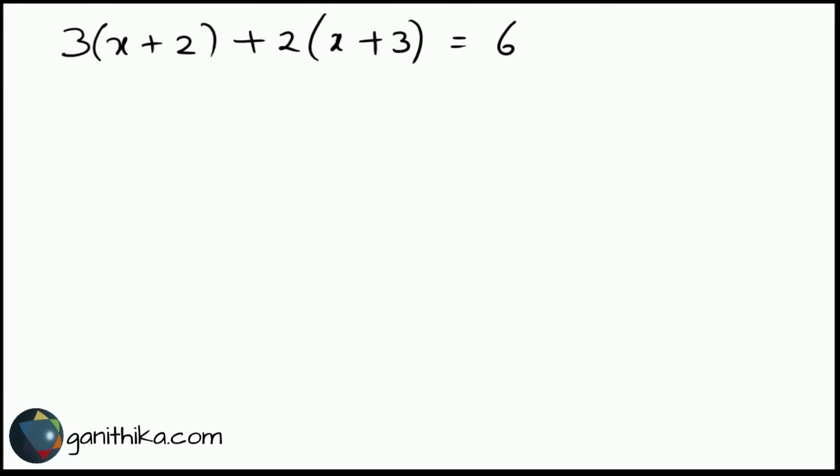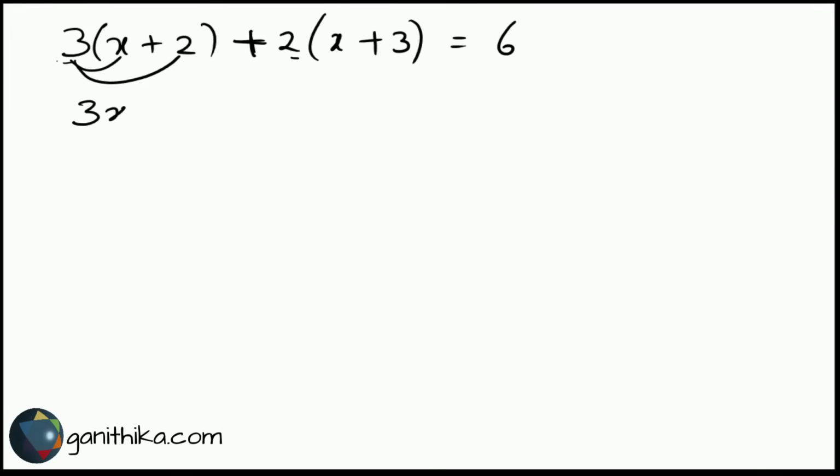Next, let's see another example. 3 times (x plus 2), but we are going to add some more: 2 times (x plus 3) equal to 6. So we have two terms on the left hand side, two bigger terms. In this case, you cannot divide by 3 or divide by 2 because there is a plus sign here. So you cannot take these two numbers out of the place now. So the only way you can do is open the bracket.